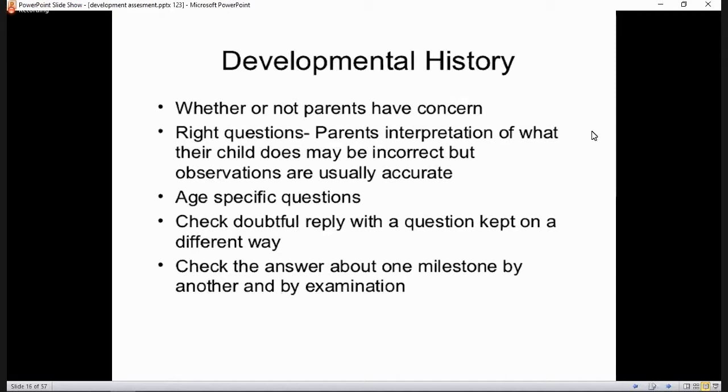So there are different age-specific quotients that should be assessed, like walking, talking, relations. Check doubtful replies with questions asked in different ways. Suppose the parents are suffering from a severe mental or psychiatric problem, and they are unable to take care of the child. So whenever you ask questions, they will answer in a very different way. So you have to be very alert.